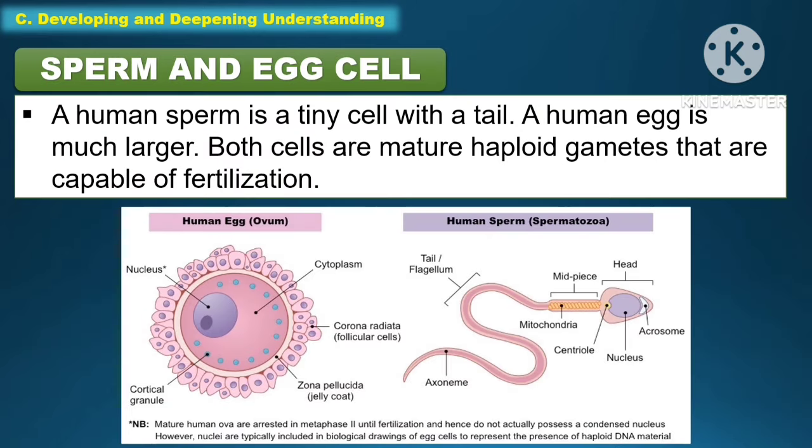To sum up, a human sperm is a tiny cell with a tail. A human egg is much larger. Both cells are mature haploid gametes that are capable of fertilization.